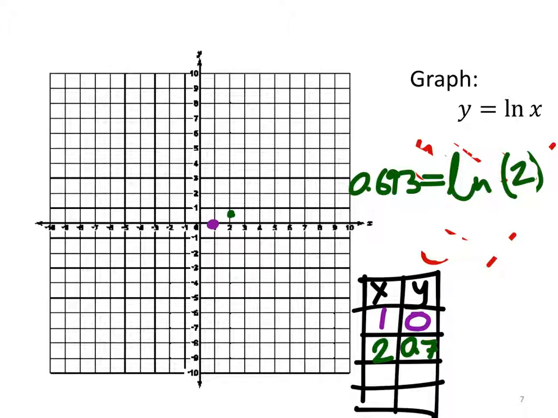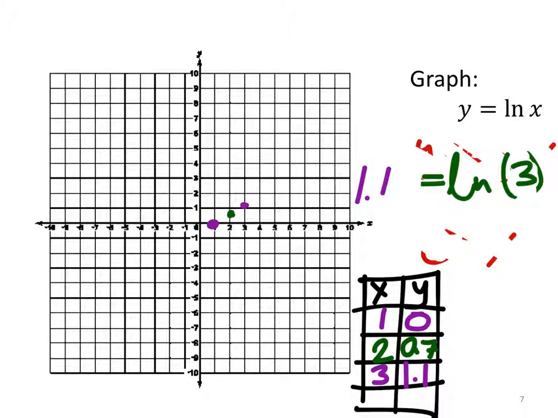All right, let's keep going on this thing. So we said 2, right? So let's try 3 then. The natural log of 3 in my calculator is 1.0986, so I'm going to round it to 1.1. So (3, 1.1). It's not really moving very fast.